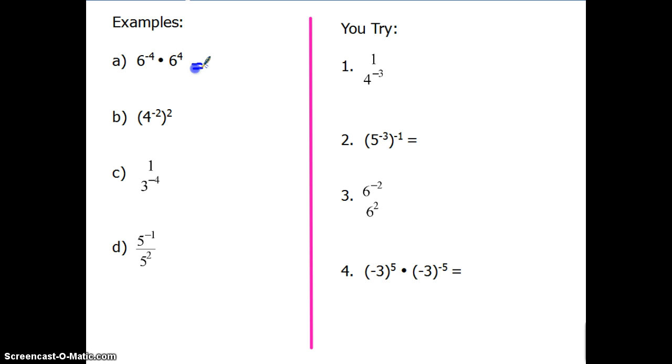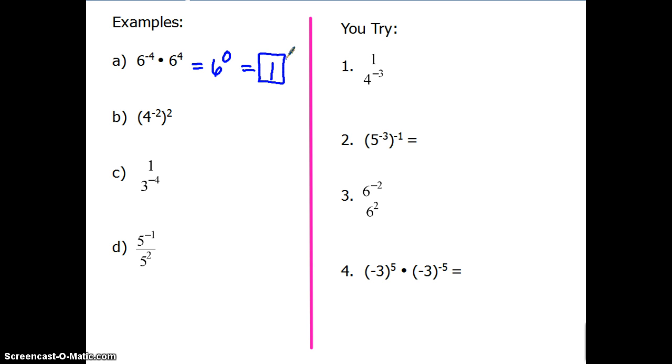So I'm going to add these exponents, and negative 4 plus 4 is 0. So when I multiply those together and I add the exponents, I'm going to get 6 to the 0. Anything to the 0 power is 1. So the answer for that first one is 1.